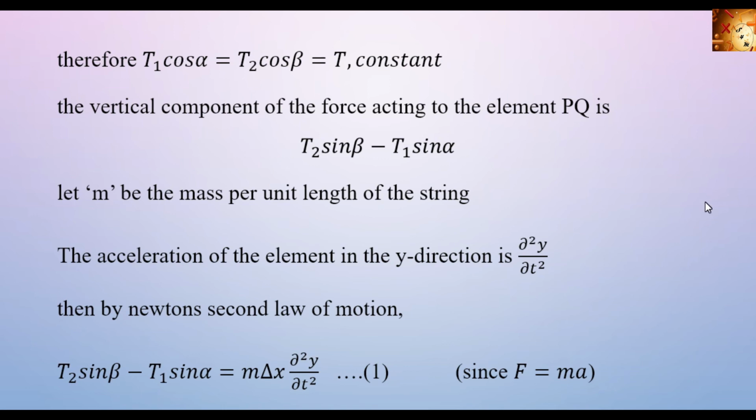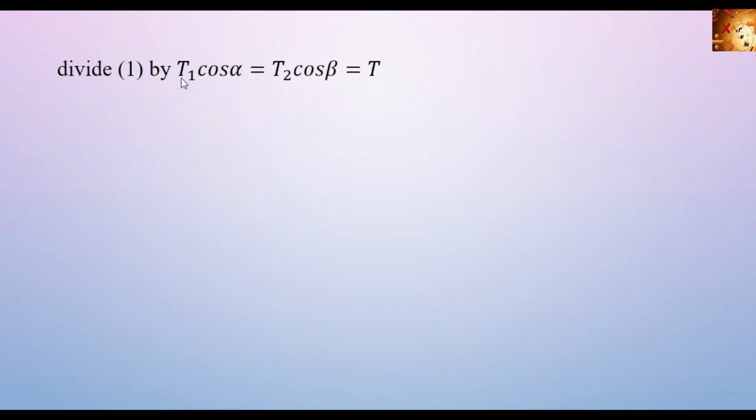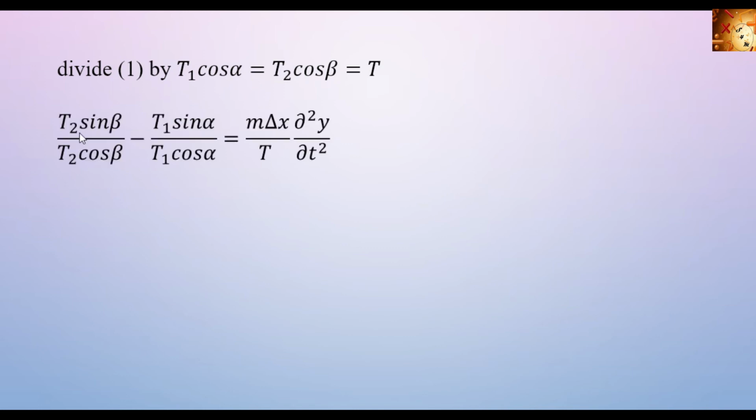That is by T1 cos alpha, T2 cos beta and T. So we get T2 sine beta divided by T2 cos beta minus T1 sine alpha by T1 cos alpha equal to m delta x by T into dou square y by dou t square. From the first fraction, T2 will be cancelled, then sine by cos is tan. So tan beta minus tan alpha equal to m delta x by T into dou square y by dou t square. What is tan alpha and tan beta?